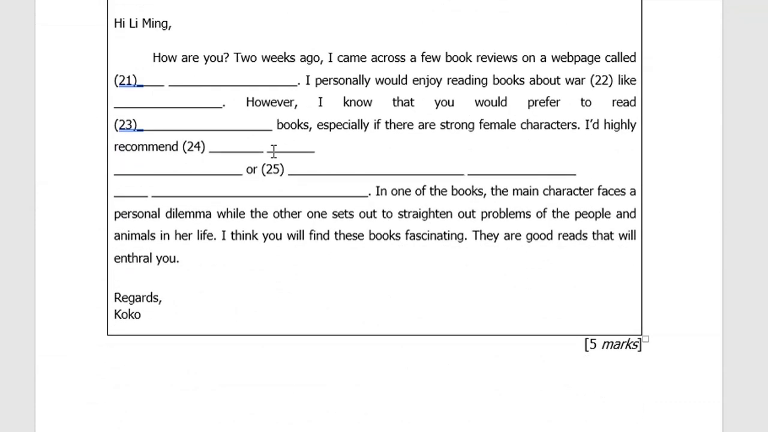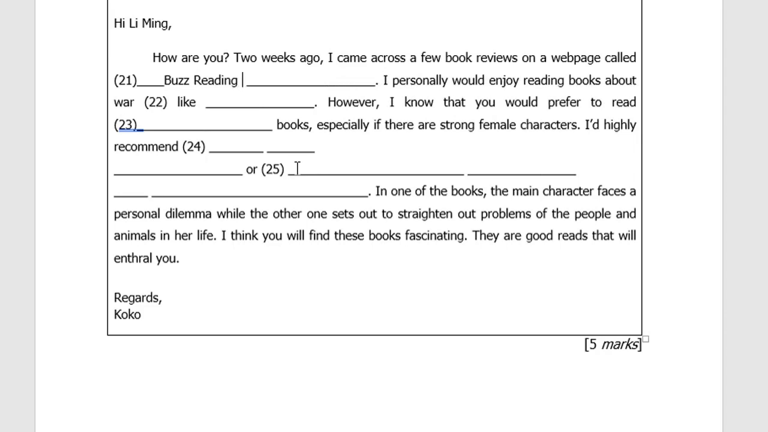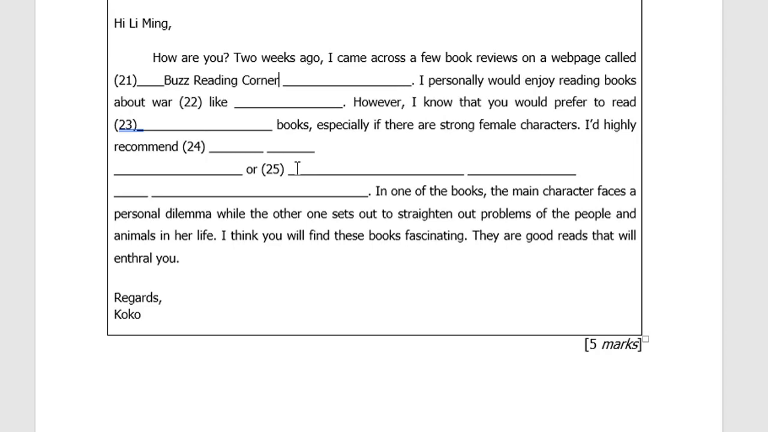Okay, and some of you ask me, teacher, can I write everything all in capital letter? Then I will say not recommended. So you have to write like this. Buzz with the capital B, Reading with the capital R. Okay, and Corner with the capital C.